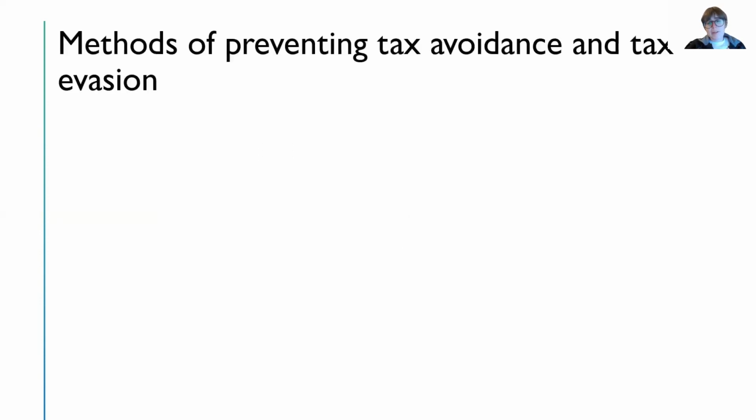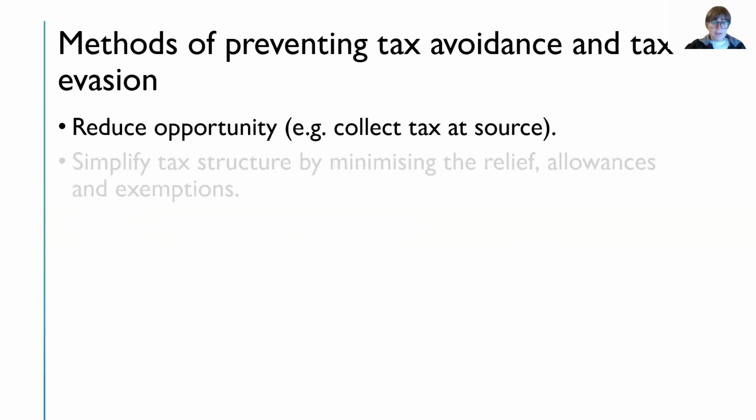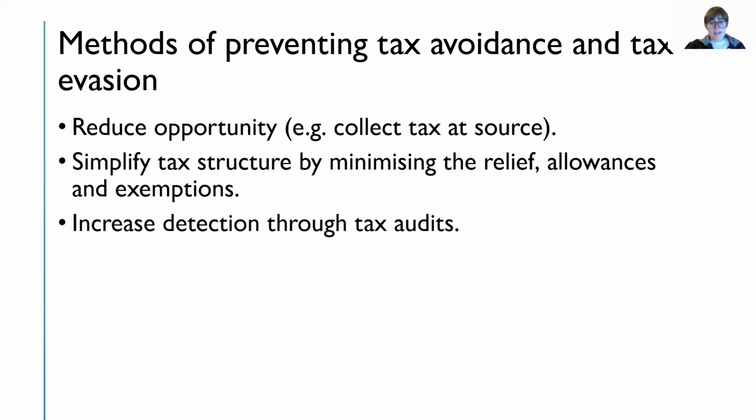There are methods to prevent both tax avoidance and tax evasion. So some examples could be to reduce the opportunity by collecting tax at source, which we've already seen with the PAYE scheme. It could be to simplify the tax structure. It could be through the minimisation of relief, allowances and exemptions. And it could be through increased detection through tax audits.